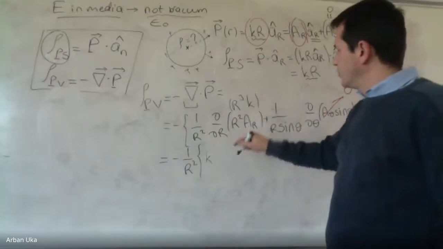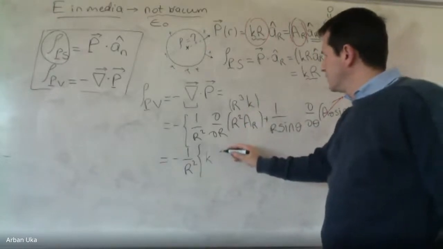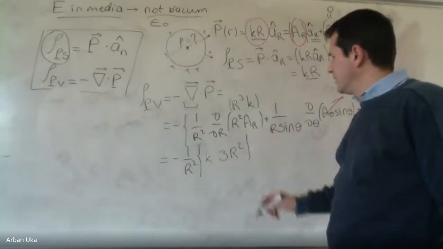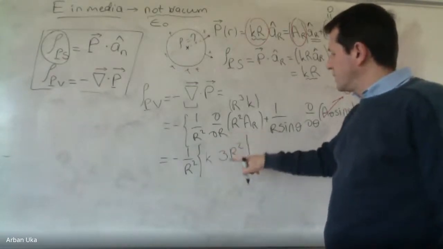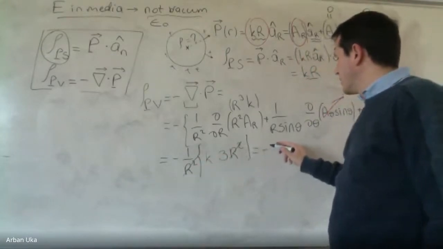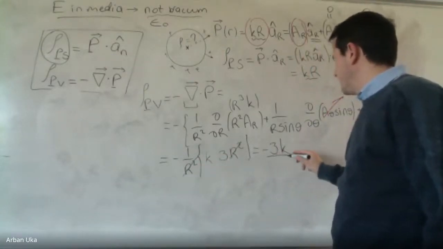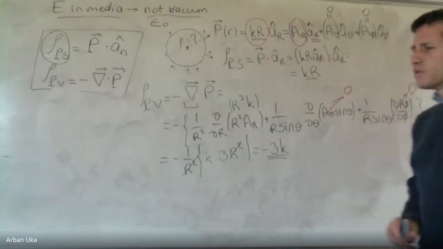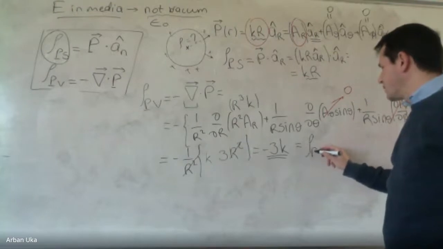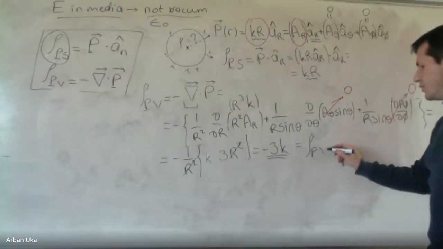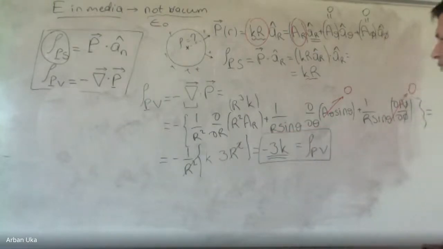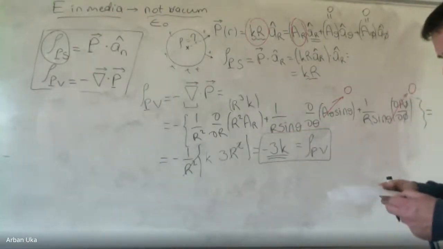Derivative of R cubed is what? It's 3R squared, okay? The derivative with respect to R. And then this R squared cancels out with R squared, which leaves us with minus 3K, okay? So it looks like the charge density inside the sphere because of the polarization per unit volume is this, okay? So apparently we found these two quantities.